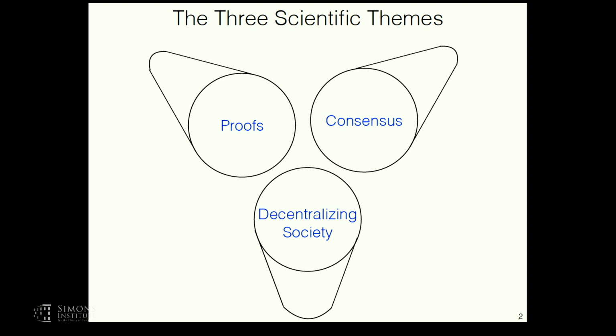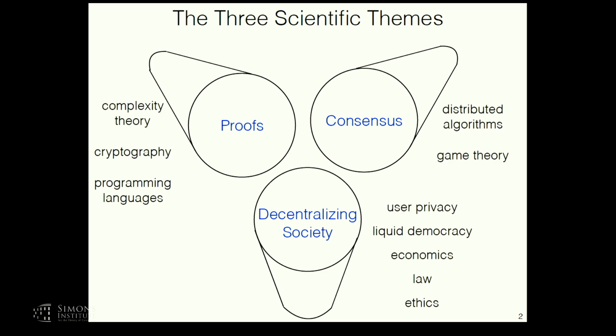One of them is cryptographic proofs. The other one is large-scale consensus. And the last one is the use of these tools to derive applications for decentralizing society. These three scientific themes cover a rather broad range of topics in computer science and beyond, all the way from complexity theory, cryptography, and programming languages to distributed algorithms, game theory, and also beyond computer science, questions in economics, law, and ethics. So let me tell you just a little about some of these themes.